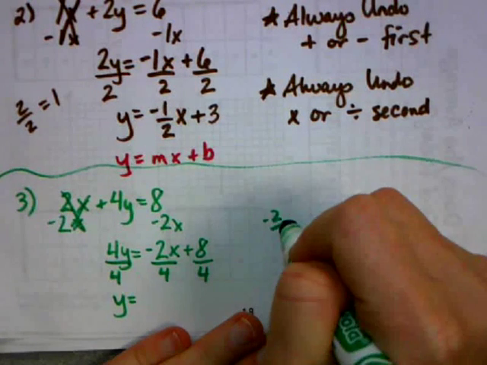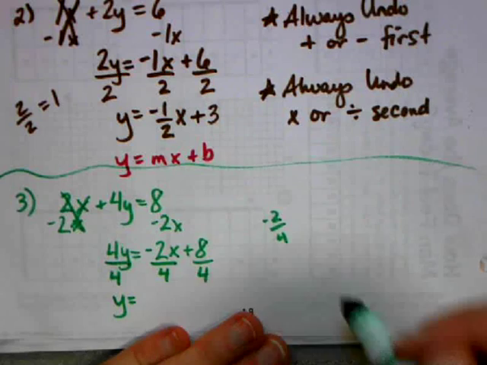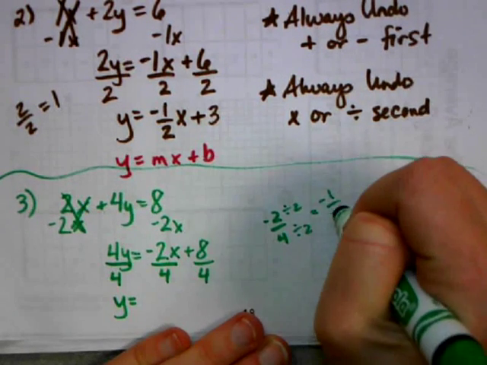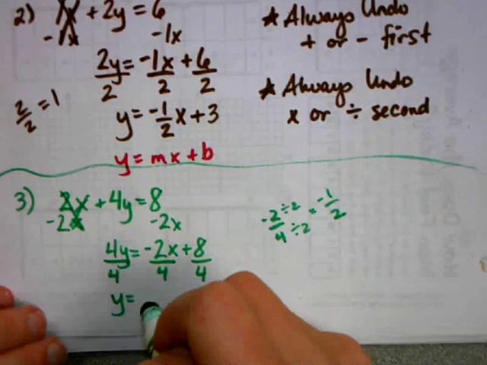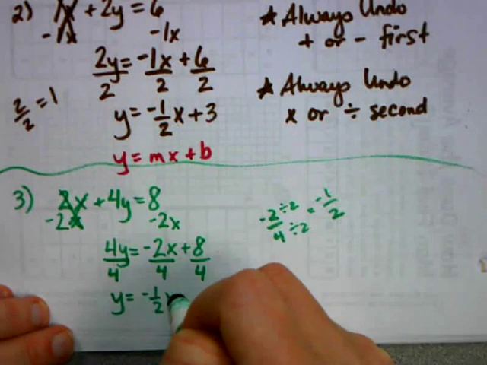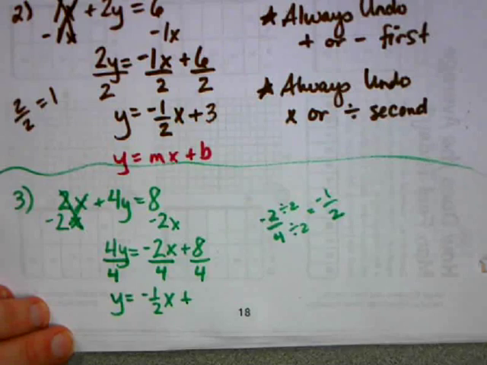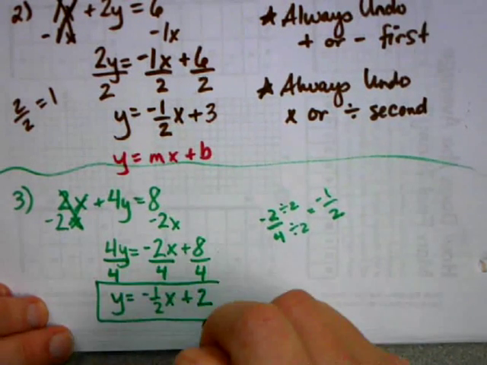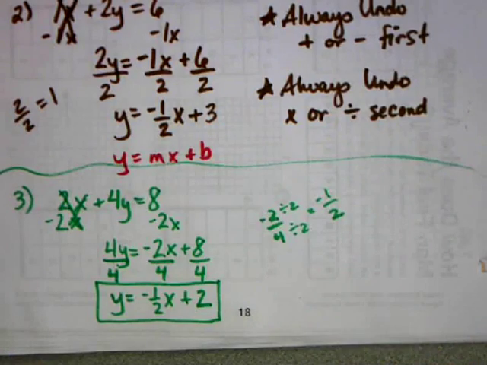So if I write it off to the side here, negative 2/4, what does that reduce to? If you divide top and bottom by 2, that reduces to a negative 1/2. So that is a negative 1/2 x plus an 8 divided by 4. That's nice. That's a 2. We're just solving these to get y by itself. It's called function form. It's also called slope-intercept form.